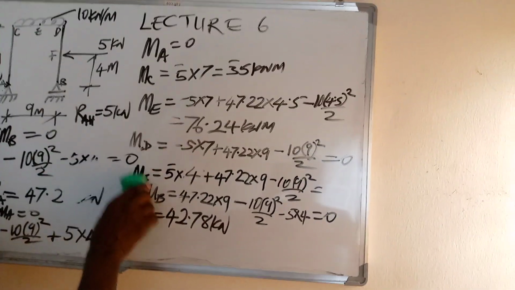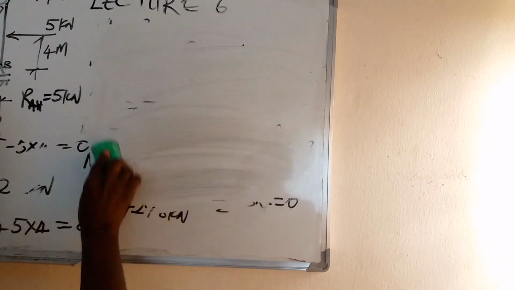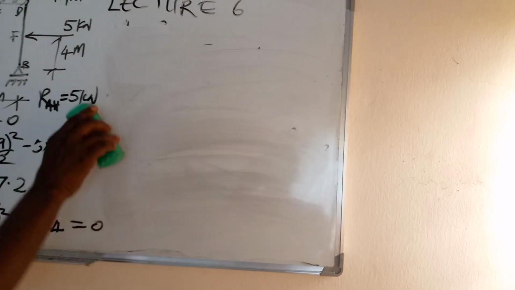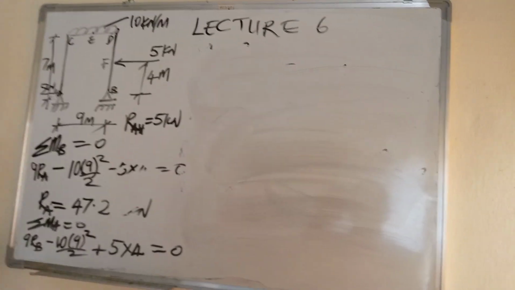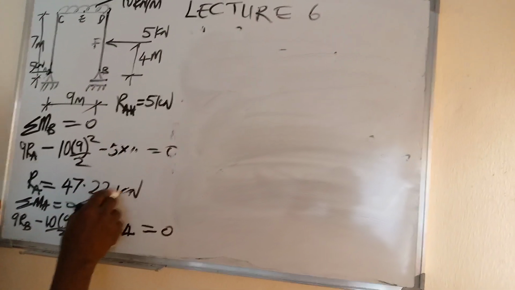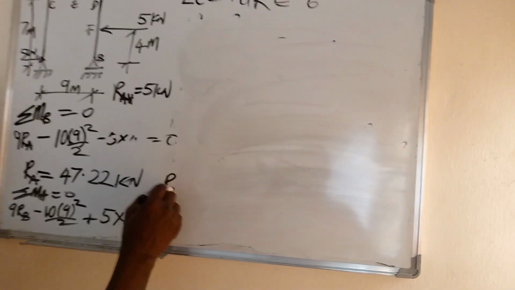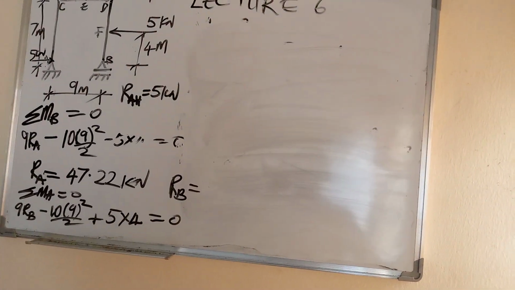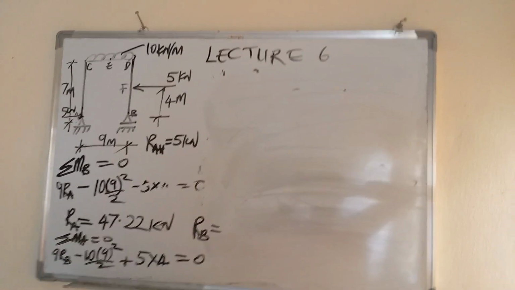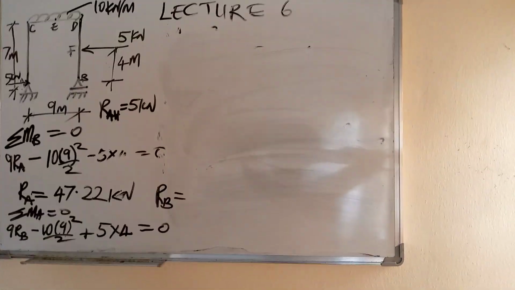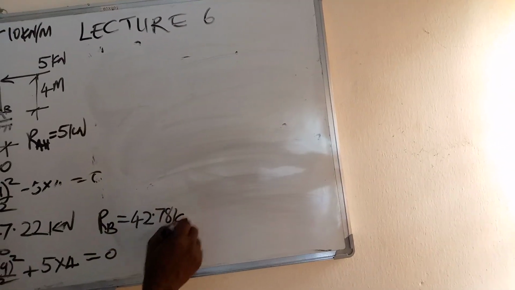Now let's see how we get the shear force. I've gotten the moment, so let's get the shear force all over the frame. This is 47.22 kilonewton. RB was got to be 42.78 kilonewton.